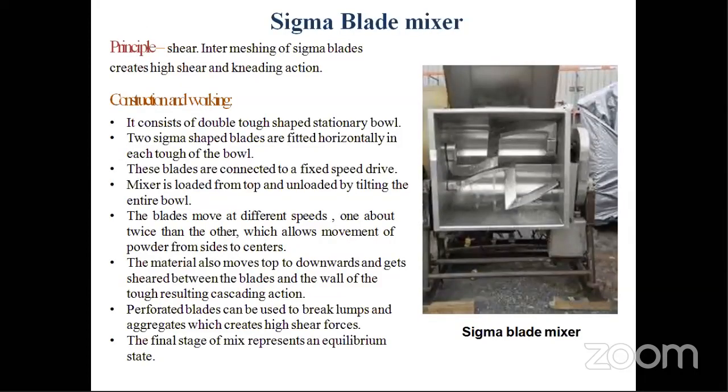Next we come to the sigma blade mixer. It is another static mixer. Why is it called a sigma blade mixer? Because the blade shape is like a sigma. You know the sigma symbol in equations; these blades look like it.